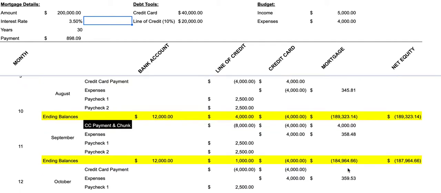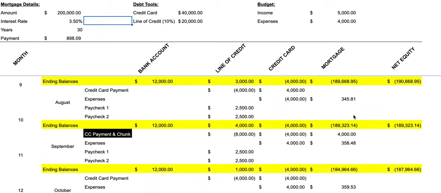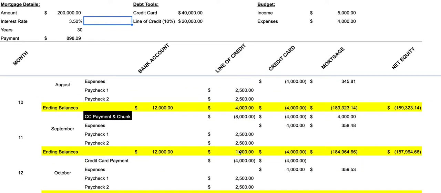The mortgage principal is decreasing, and the principal part of the mortgage payment is increasing too. It's making jumps every time you make that chunk. And then your net equity is also increasing. Over here, it's negative 189, negative 187. So it's increasing, right? And so you just keep doing that.